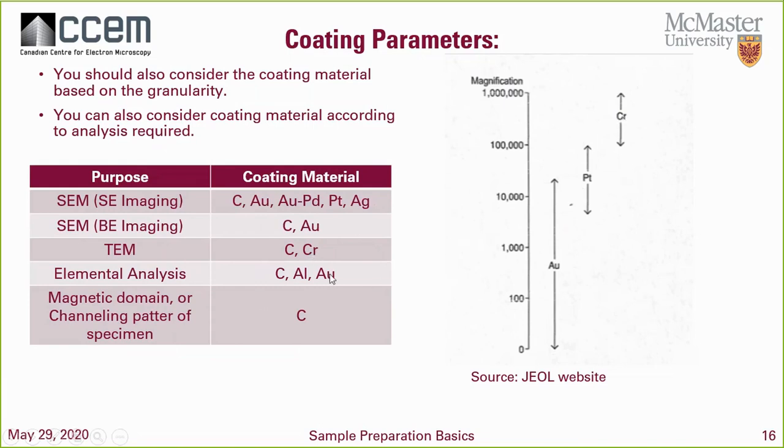We make sure that we coat as well based on our elemental analysis. We don't want to coat with something that we're looking for in our EDS analysis. And if you're worried about magnetic domains, carbon is pretty much the only thing that you can use for coating. So the entire point of this slide is to make sure that you keep in mind that you will start to see your coating at certain magnifications, and it's really important that you know where to go in terms of granularity.